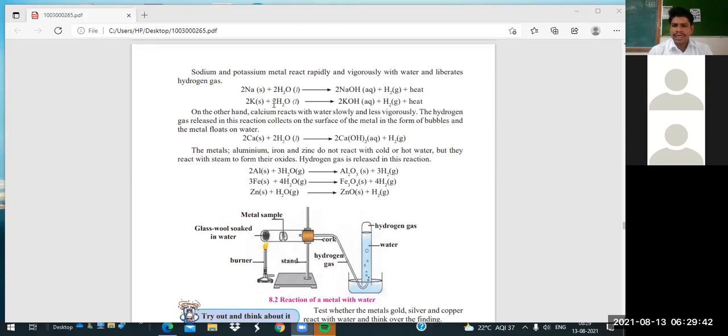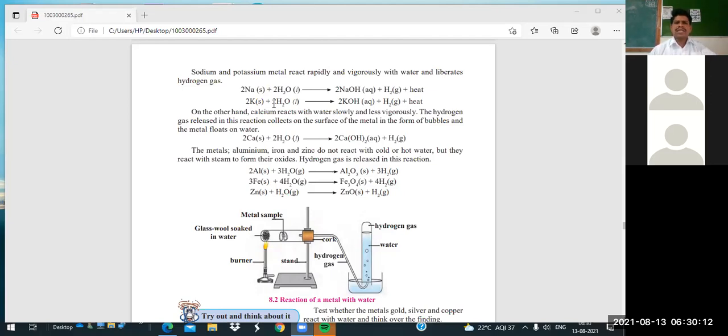Now we are going to see about calcium. Calcium reacts with water very slowly and less vigorously. The hydrogen gas is released in this reaction, but it collects on the surface of the metal in the form of bubbles, and the metal floats on the water. So when calcium reacts with water, it gives calcium hydroxide. But it is less vigorous, with less speed, and it produces only hydrogen gas. It does not produce heat.